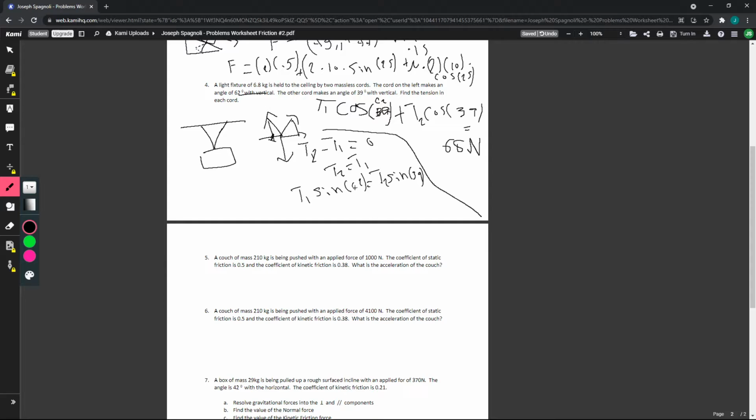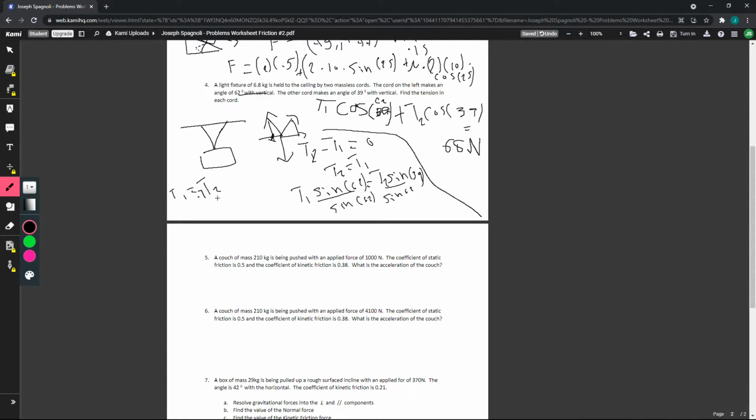Okay, and now what we can do from here is divide both terms by sine of 62. That gives us, I'm going to write this over here because we need a lot of space for the rest of this, T1 is equal to T2 times sine 39 divided by sine 62. Okay, so we have 0.7 T2. So we're going to do 0.7 T2.